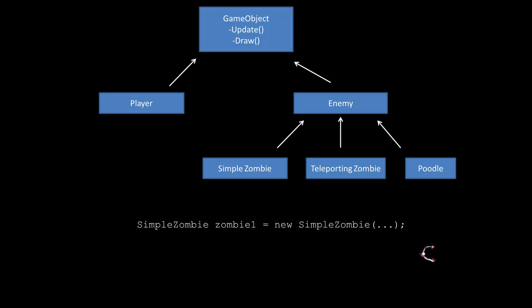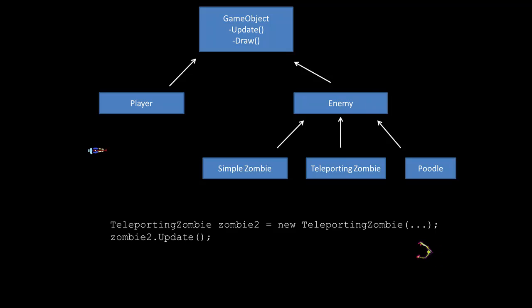So we might have some code that looks like this. SimpleZombie zombie1 gets a new SimpleZombie, and then when I tell that zombie to update by saying zombie1.update, it'll rotate and then move towards the player. We could also have some code that looks like this. TeleportingZombie zombie2 gets a new TeleportingZombie, and then when I tell it to update by saying zombie2.update, it'll rotate and move towards the player. But it'll also teleport, because again, remember, we overrode that method that we inherited from enemy.